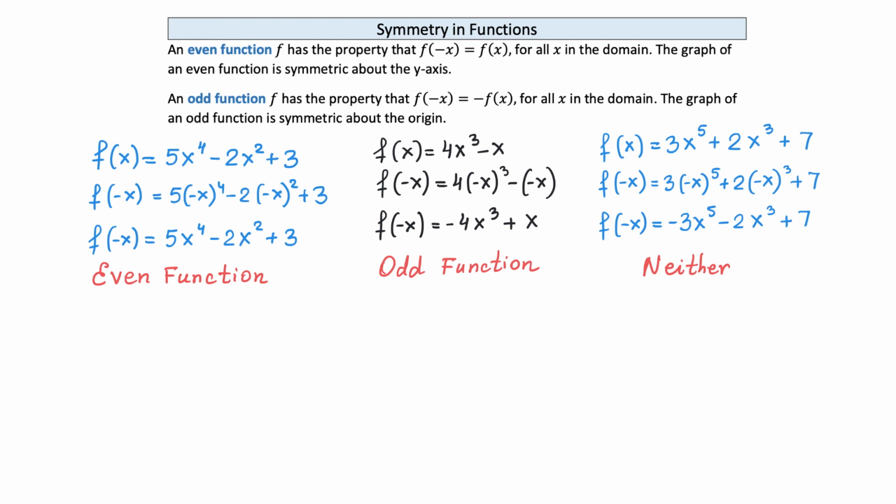Also, in all these 3 examples, for simplicity, I picked polynomial functions. If we have functions that are not polynomial, then determining if a function is even or odd may be a little bit more challenging in some cases. And it is also important to mention that if a function is even, then the graph is symmetric with respect to the y-axis, and if a function is odd, then the graph is symmetric with respect to the origin.